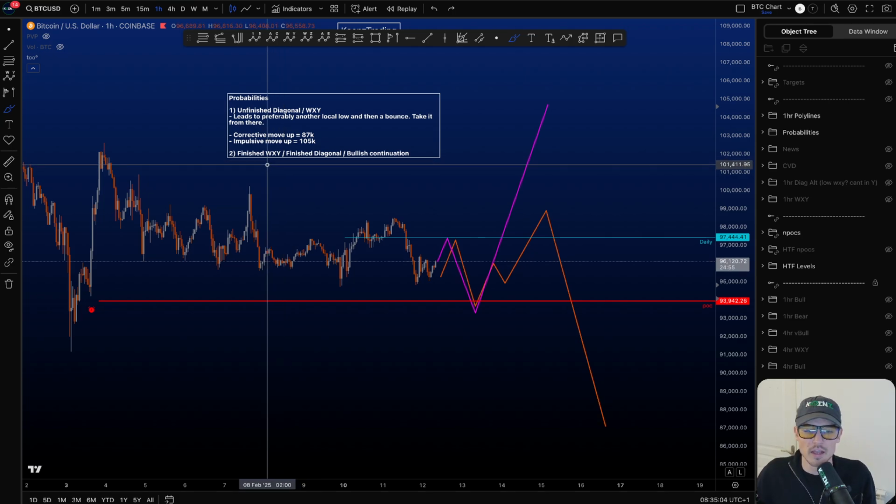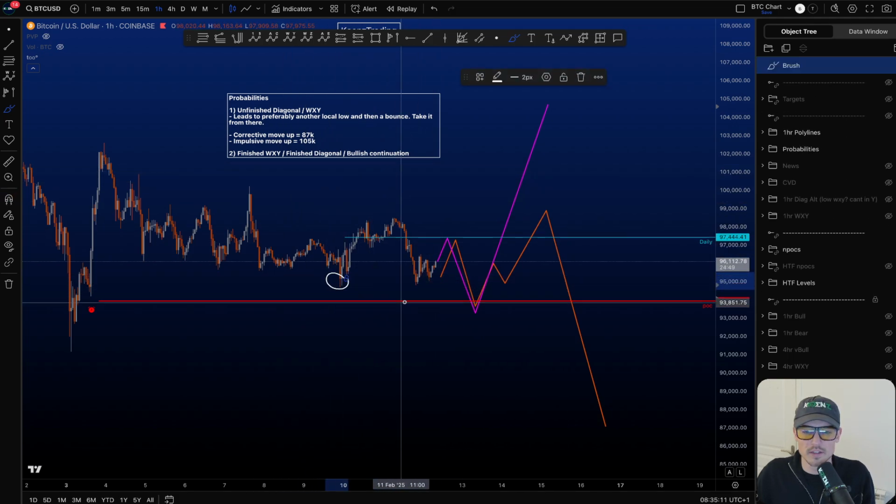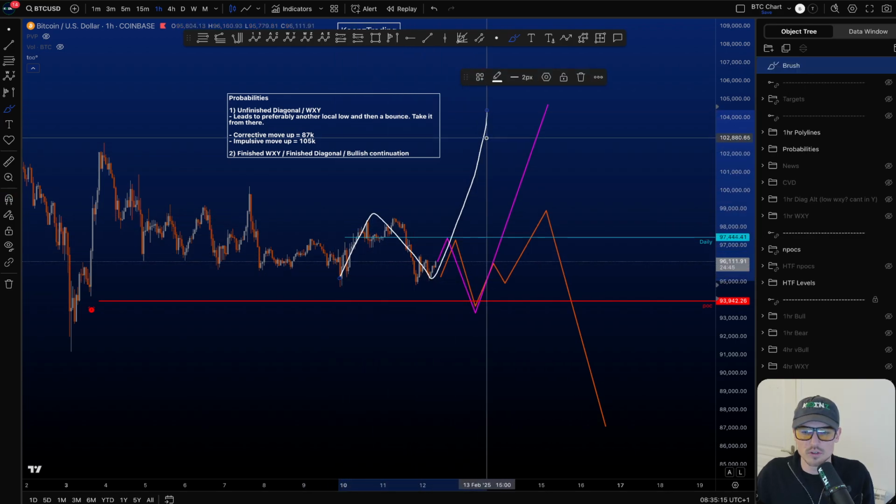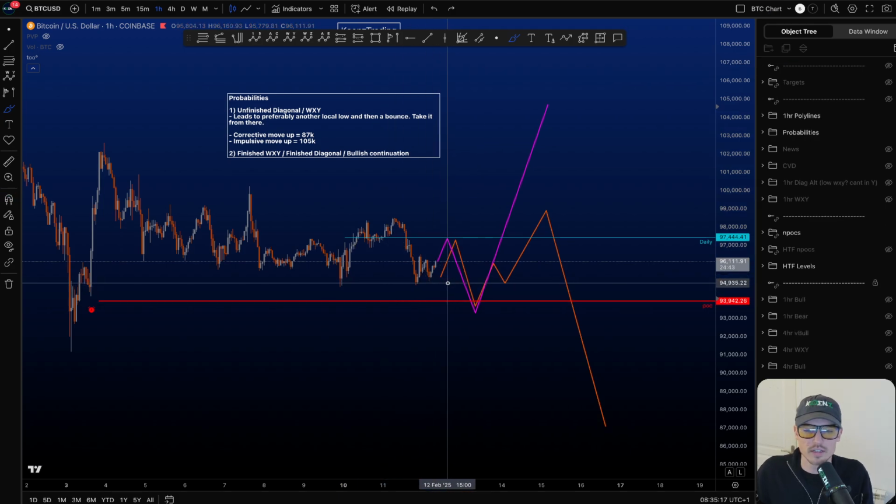We would have a finished WXY over here, a finished diagonal over here, or bullish continuation, where this is then a wave 1, 2 continuation to the upside, but you touch the 886. But more about that in the live stream later today. I will make sure to go live when the news hits at 2:30 p.m.